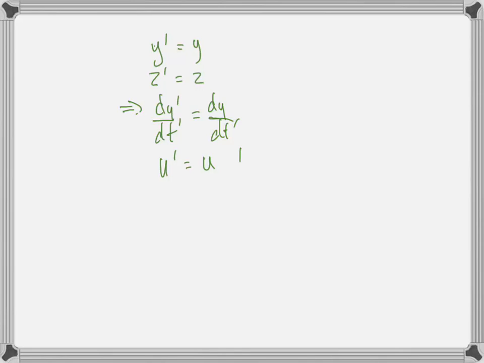Look at y' and z'. Remember, y' equals y and z' equals z. Therefore, dy'/dt' equals dy/dt'. u' does not equal u in the y direction, right? So that's the u sub y. So the components matter. That's what I'm trying to say: the components matter.